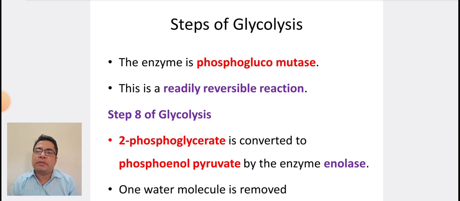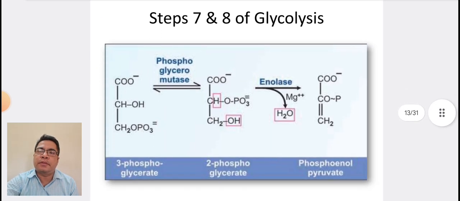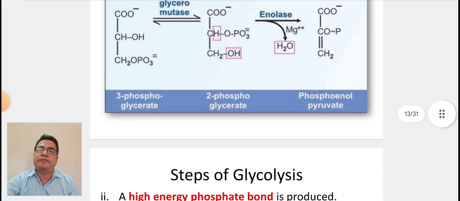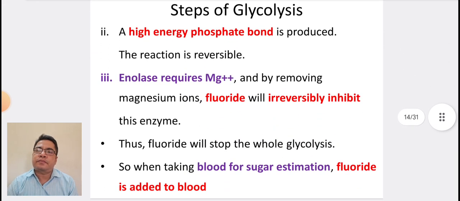One water molecule is removed. In this diagram, we can see steps 7 and 8 of glycolysis. 3-phosphoglycerate is reversibly converted to 2-phosphoglycerate with the presence of enzyme phosphoglyceromutase. Then this 2-phosphoglycerate is converted to phosphoenol pyruvate with the enzyme enolase and magnesium and removal of one water molecule. The high energy phosphate bond is produced.